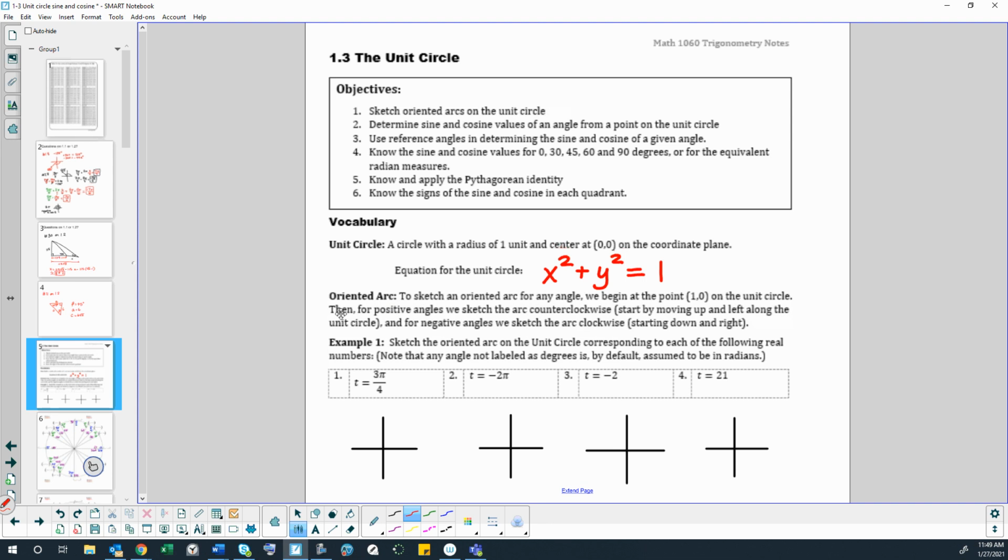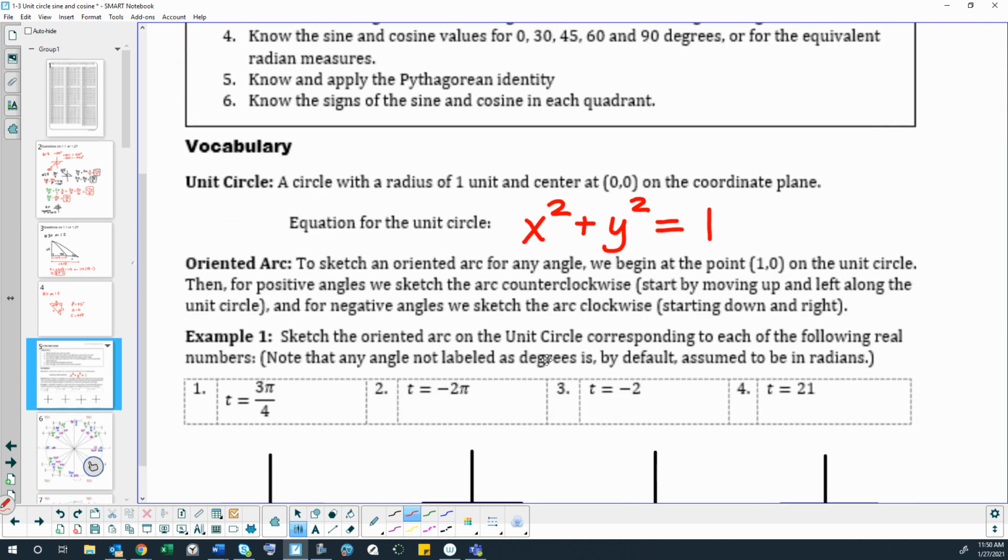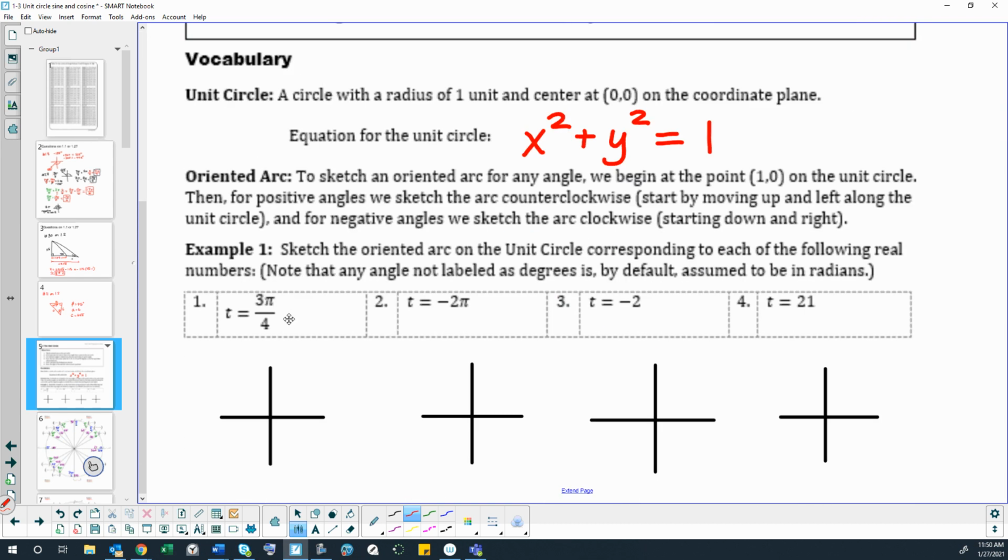So we already talked about what oriented angles are. So we're sketching an arc for each of these oriented angles. The arc goes along the edge of the unit circle. So 3 pi fourths, let me blow this up a little. Go ahead and sketch that, where it goes. I didn't put the actual circles in here, so you'll just have to estimate where you want your unit circle to be.